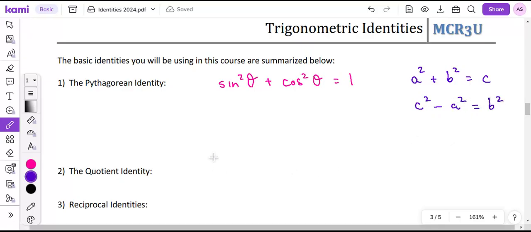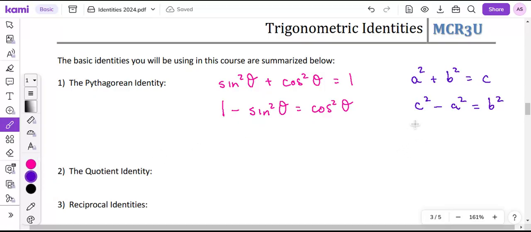It's not a different Pythagorean identity. It's the same one. It's just rearranged. Another version of this identity, we can say that 1 minus sine squared theta is equal to cos squared theta. That's not a different identity. It's just the same one rearranged.